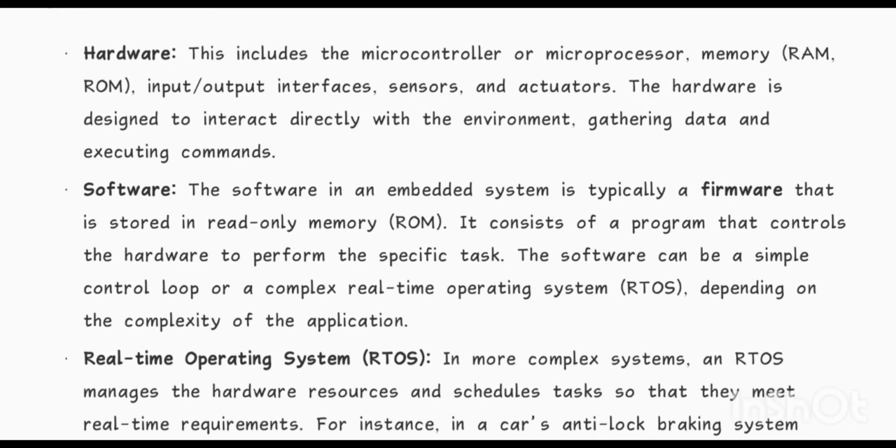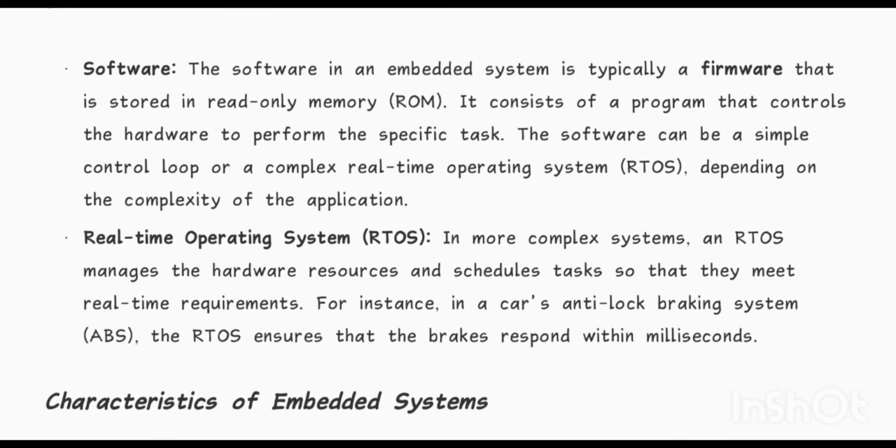Software. The software in an embedded system is typically a firmware that is stored in read-only memory, ROM. It consists of a program that controls the hardware to perform the specific task. The software can be a simple control loop or a complex real-time operating system, RTOS, depending on the complexity of the application.